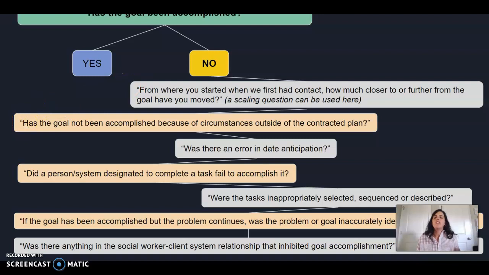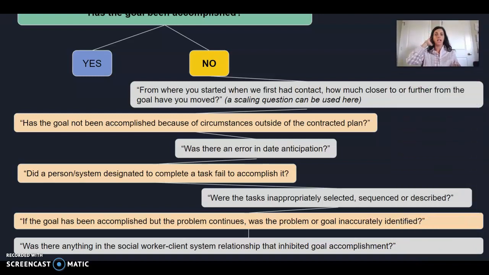So if you've answered no, the goal has not been accomplished, here are some really good exploration questions that you're going to want to ask yourself and the client. You might want to implement a scaling question to see if they've made any sort of progress, because that will help instill some motivation. So maybe they didn't completely lessen their feelings of depression and anxiety, but they made some progress. A scaling question can be implemented there to acknowledge the effort and also identify how much further they have to go.